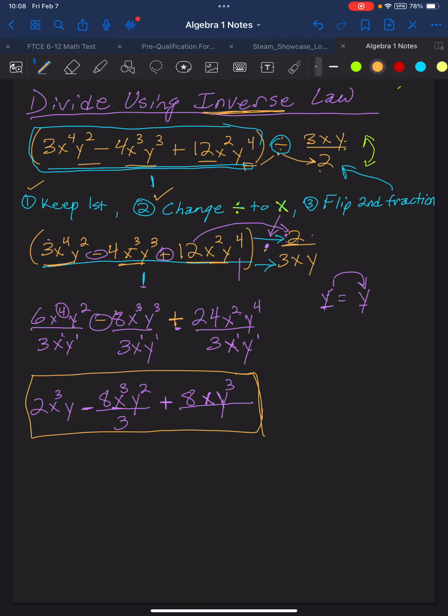Then we multiply straight across. We didn't cross multiply, we multiplied straight across. All right, and then we carried out our division. We multiplied straight across. That's how we got our 6, negative 8, our positive 24. Then we divided each of these terms by what we have in our denominator, which is our 3xy. And we subtracted our exponents. Okay? Hope that helps. Please study.